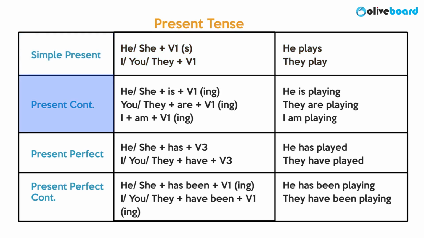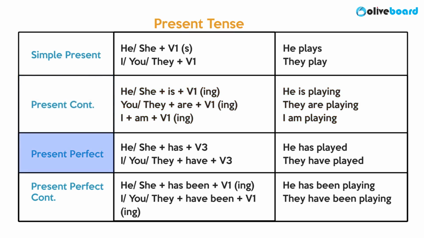Moving on to present continuous tense, he and she along with is take the first form of the verb in the ing form. For example, he is playing. You, they के साथ are लगता है और I के साथ am लगता है. But in तीनों ही cases में the first form of the verb is used in its continuous tense, that is with ing. For example, they are playing, I am playing.